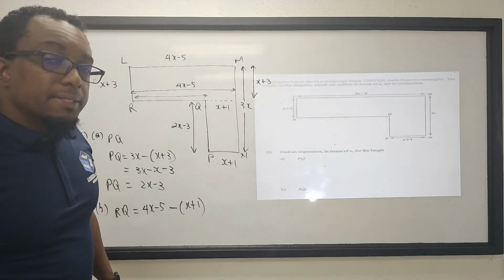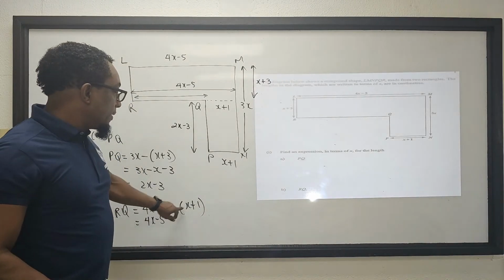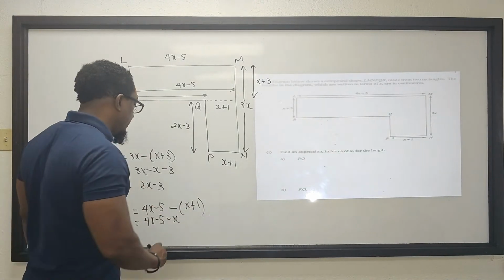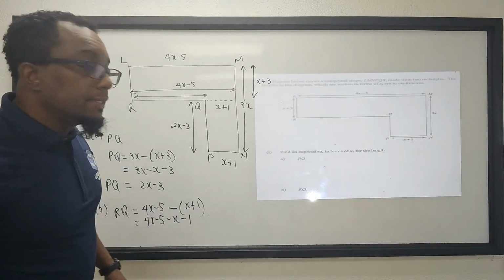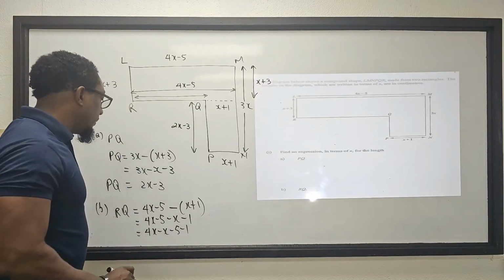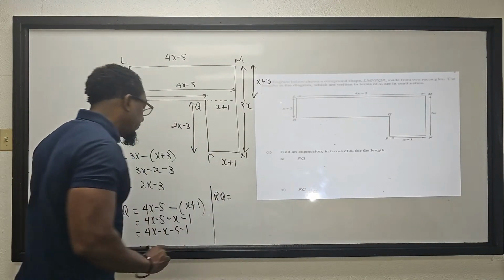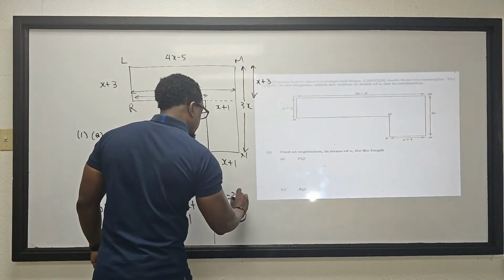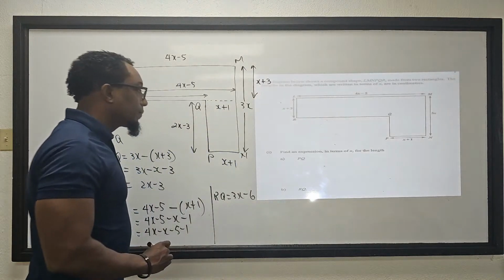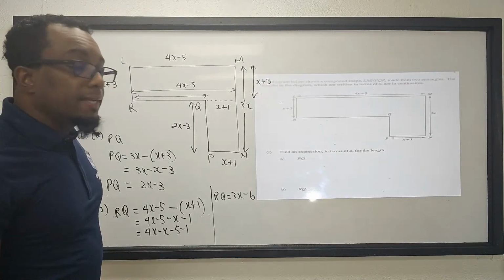Now let me remove my brackets and simplify. This will become 4x subtract 5, a minus by a plus is a minus, and again negative x. A minus by a plus is a minus, and negative 1. And I can group like terms, so this will be 4x subtract x and negative 5 subtract 1. 4x subtract x will give me 3x. And negative 5 subtract 1 will give me negative 6. So we know that RQ is equal to 3x subtract 6.